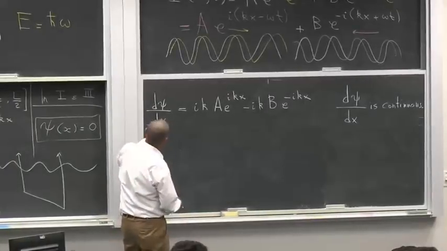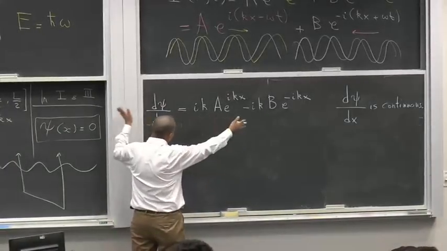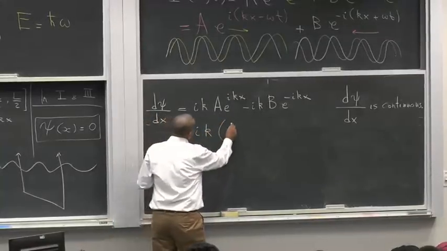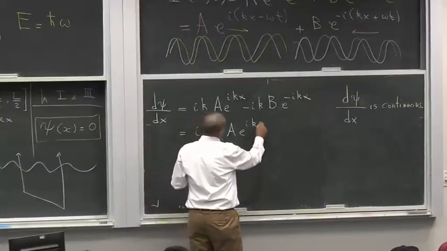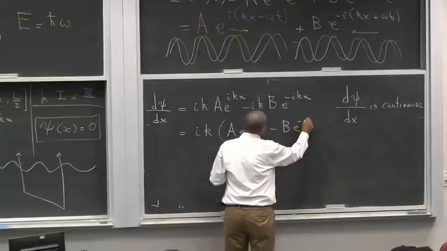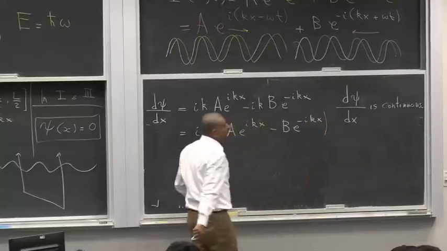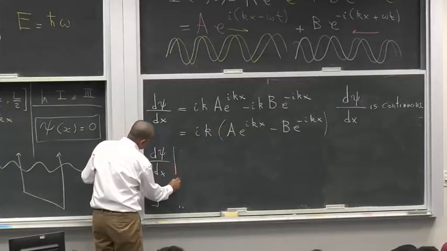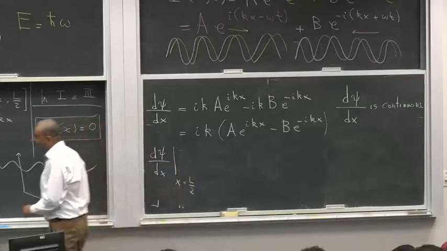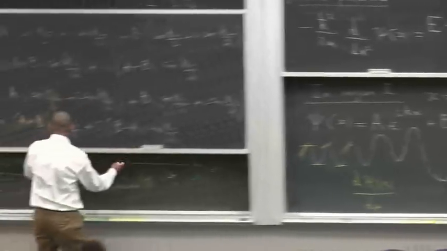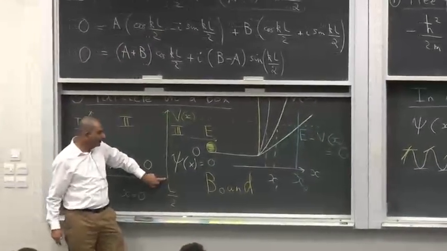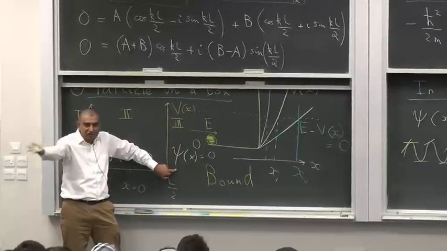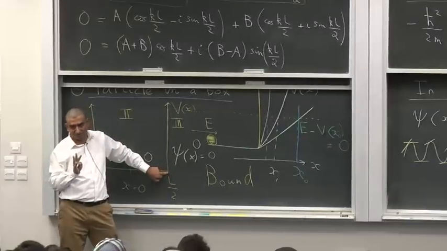So in order to find the slope, I just take the derivative of the wave function. It is ik A e^(ikx) minus B e^(-ikx). Now the slope of the wave function at x equals L by 2, which means I would like to find the slope here. What's the slope of the wave function in this region? 0, because the wave function itself is a constant, 0. So here the slope must also be 0.